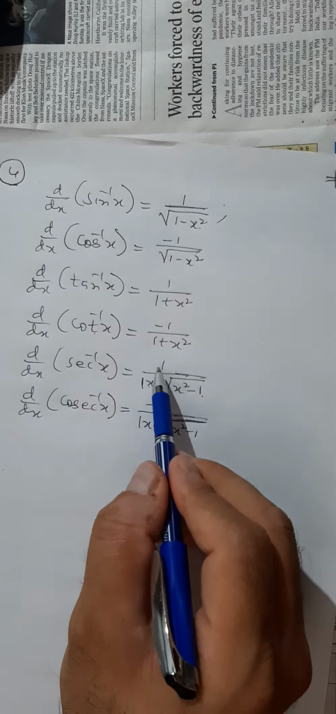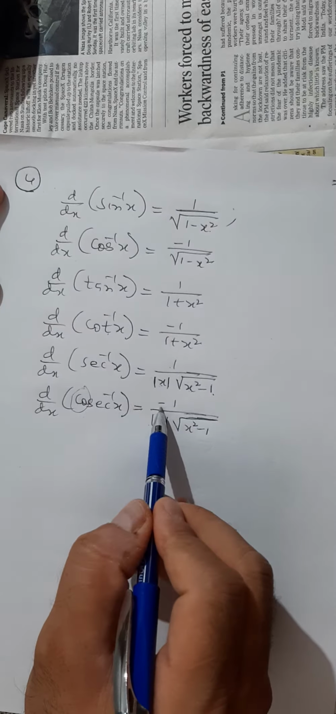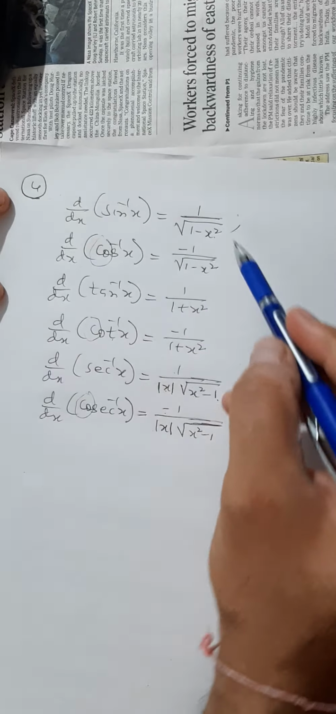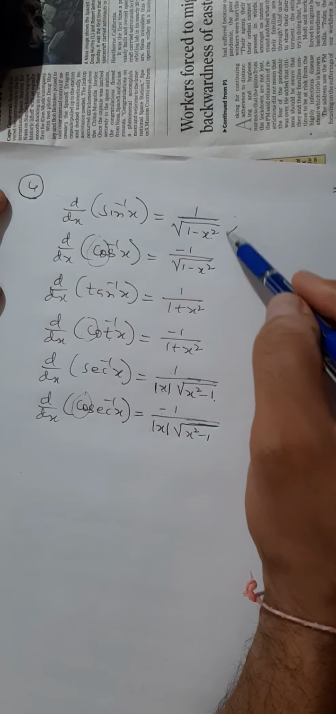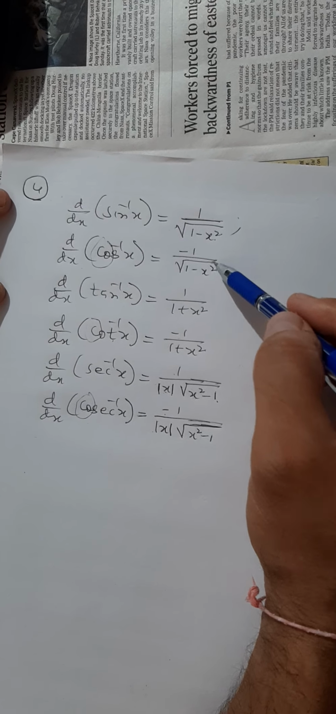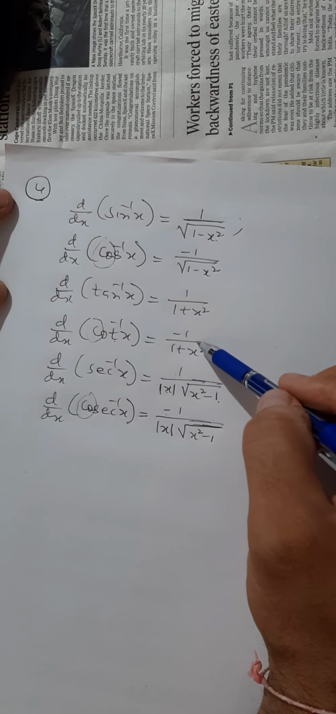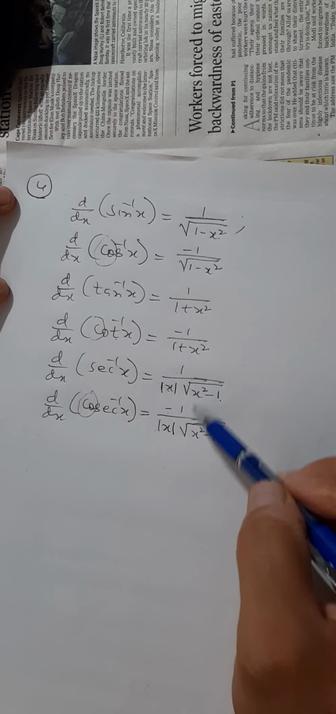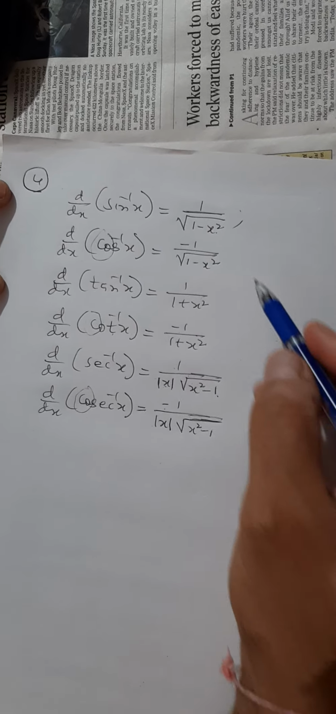Sec inverse and cosec inverse, c then minus sign, c then minus sign, c then minus sign. Sine inverse and cos inverse just differ by a minus sign only. Tan inverse and cot inverse differ by a minus sign. Sec inverse and cosec inverse differ by a minus sign.